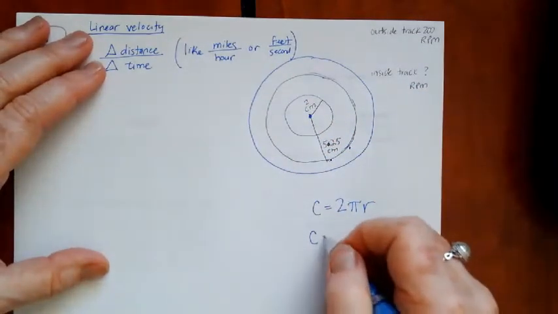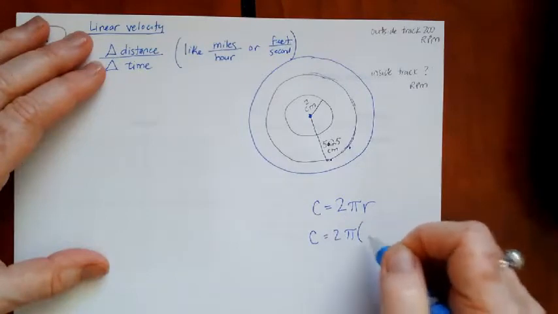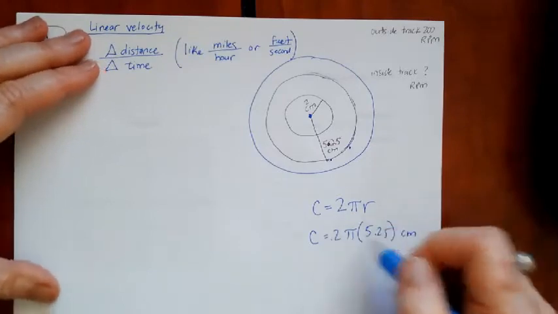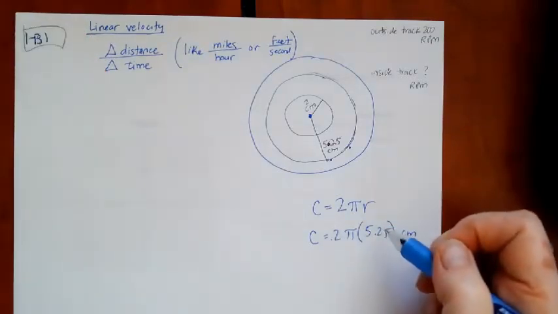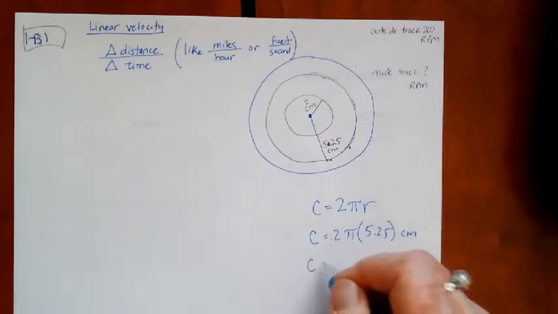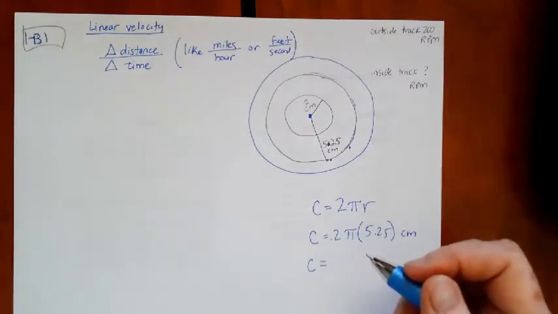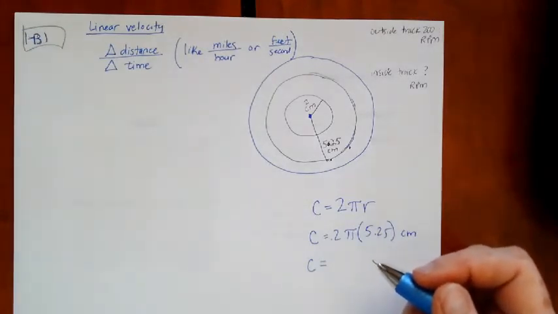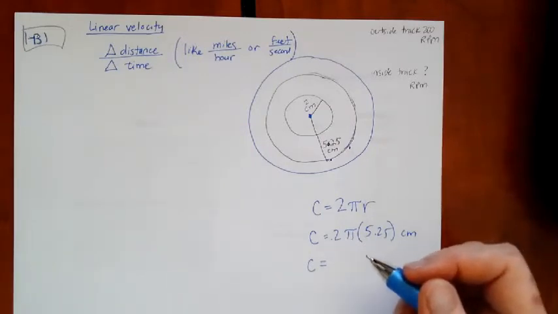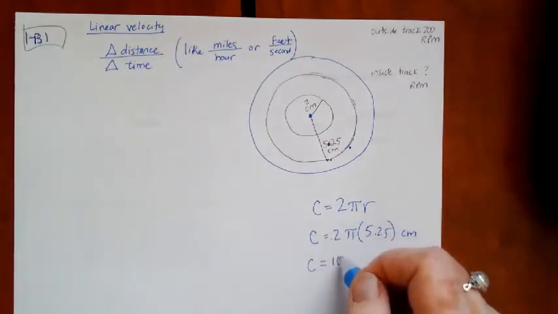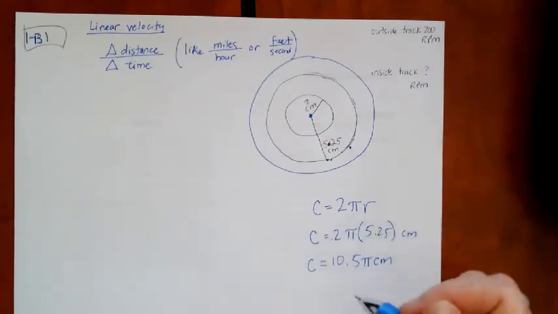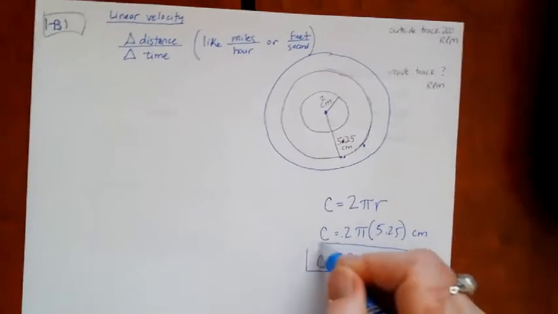So it's going to be 2 times pi times 5.25, and those are centimeters. So 2 times 5.25 is, I think it's just 11. It's 11 pi. Oh wait, no, because it's 5.25, it's 10.5, right? 2 times 5.25 is 10.5. You can use your calculator if you want to. So that is the answer that they wanted for letter C.